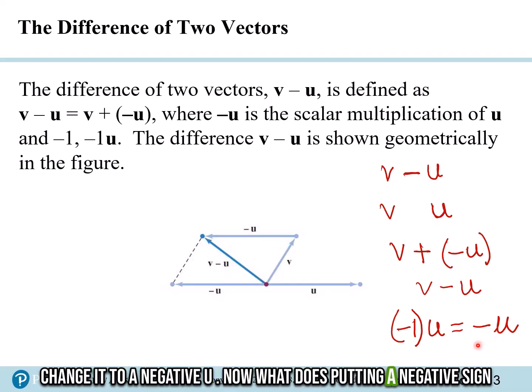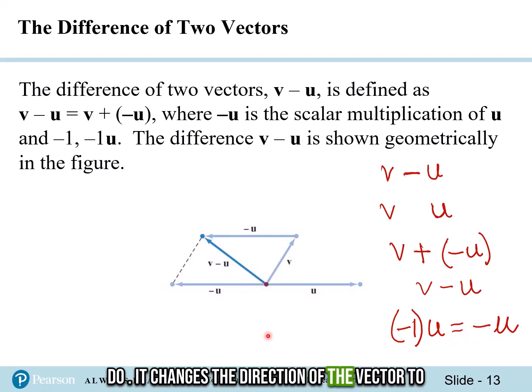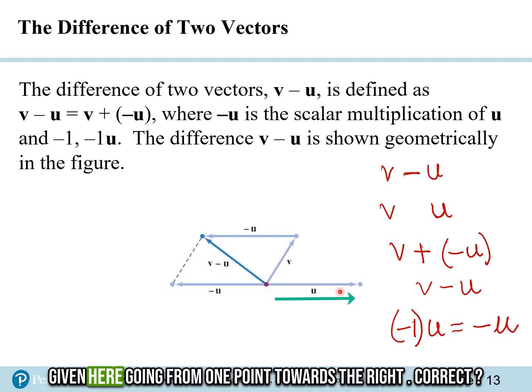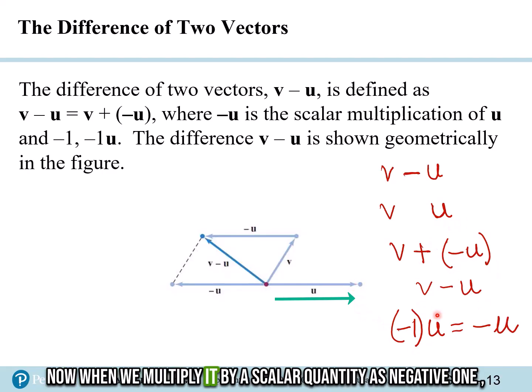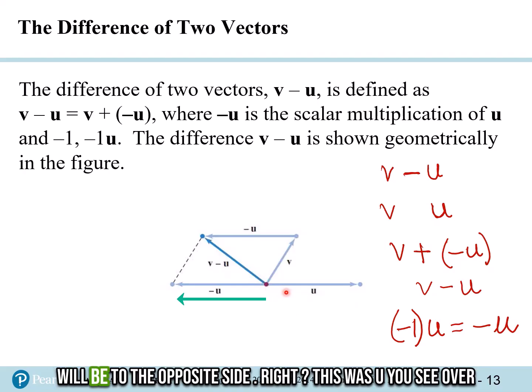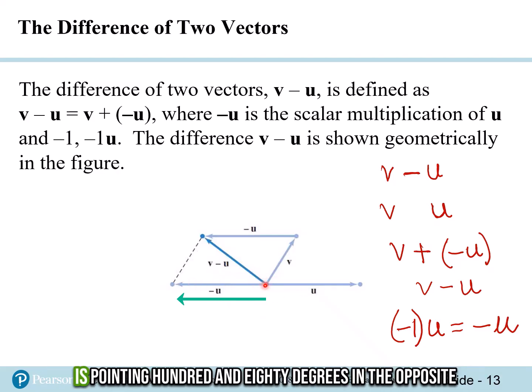Now, what does putting a negative sign to a vector do? It changes the direction of the vector to a diametrically opposite side. In other words, in this figure, you see vector u is given here going from one point towards the right, correct? Now, when we multiply it by a scalar quantity as -1, the negative u will have the same magnitude, but its direction will be to the opposite side, right? This was u. You see over here, the vector which is now -u is pointing, the arrow is pointing 180 degrees in the opposite direction.